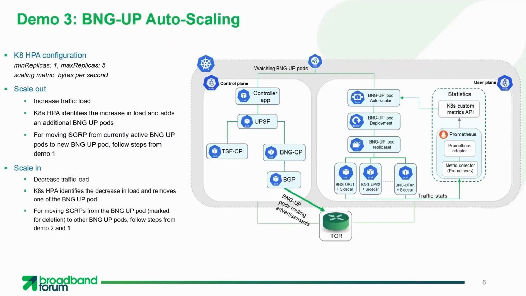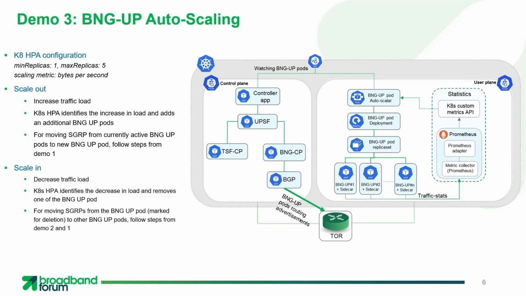In this demonstration, we show BNG user plane pod auto-scaling when traffic load varies with time. Here we leverage the Kubernetes horizontal pod autoscaler, which implements a closed-loop mechanism to periodically monitor the traffic load and scales the number of BNG user plane pods in and out as a result. For metric collection, Prometheus is configured to collect traffic stats, and Prometheus adapter is used to expose collected stats to the autoscaler through the Kubernetes custom metric API.